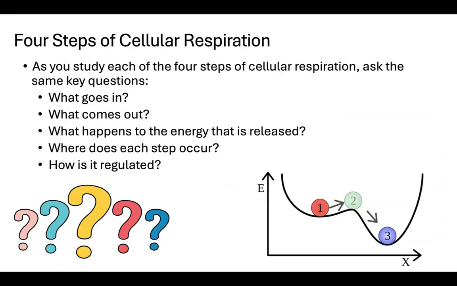Here are some of the questions as we go through this process that we should keep asking ourselves, just so we don't lose sight of what's going on. So in each step, what is going in? What is coming out? There's going to be a biochemical process. What happens to the energy that's released? That's an important question. Where does each step occur in the cell? And how's it regulated? So these are the questions.